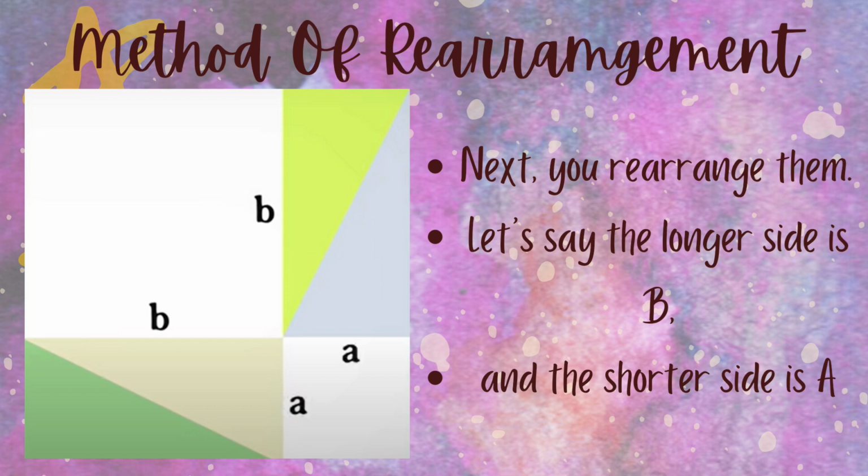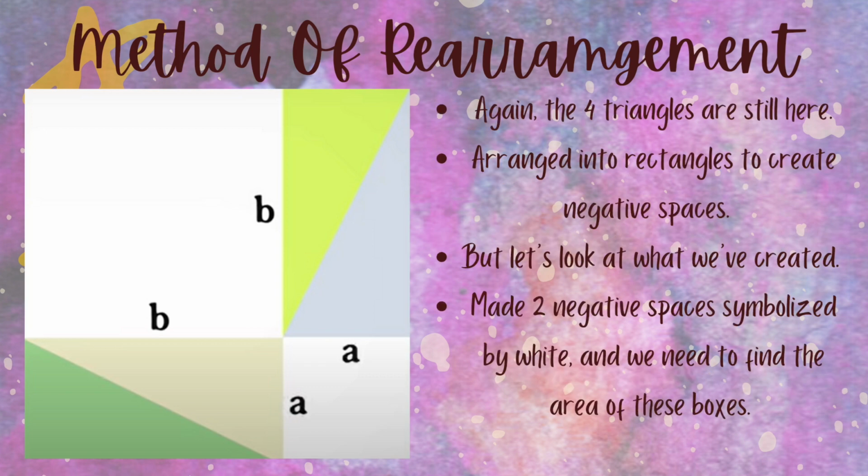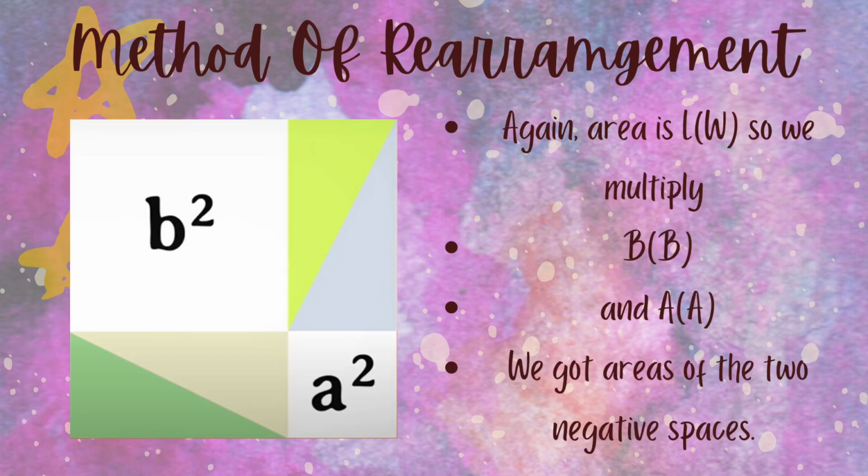Let's say that the shorter sides of the triangle are A and the longer sides are B. These of course are interchangeable, but I decided to just follow Ted Ed's illustration. Again, the 4 triangles are still here, arranged into rectangles to create negative spaces. But let's look at what we've created. We've made 2 negative space boxes symbolized by white, and we need to find the area of these boxes. Again, area is length times width. So we multiply B by B and A by A. This gives us the area of the 2 negative spaces.